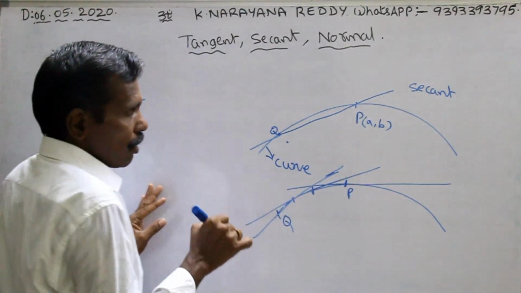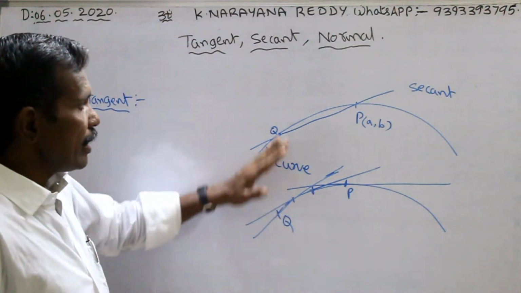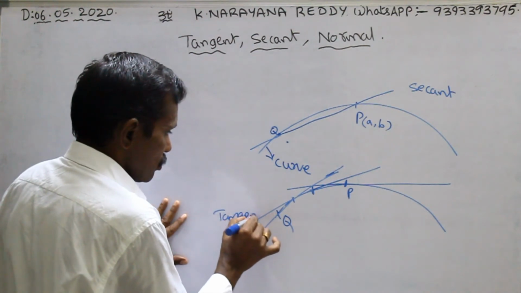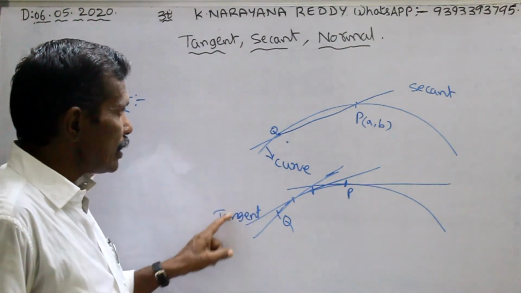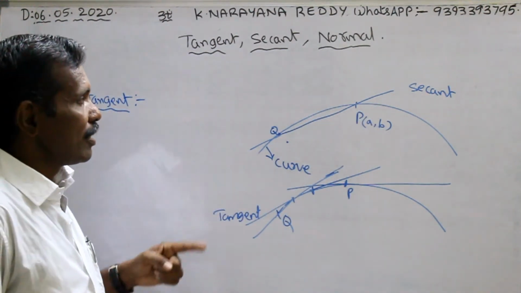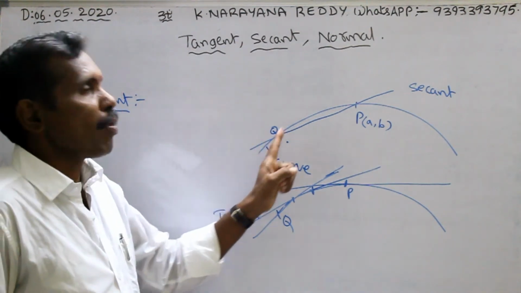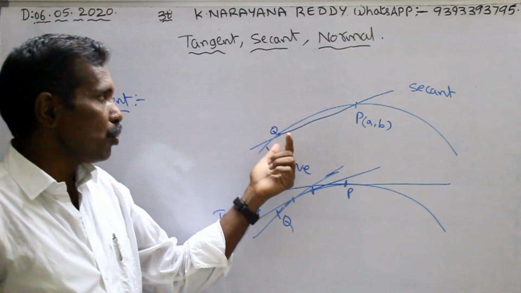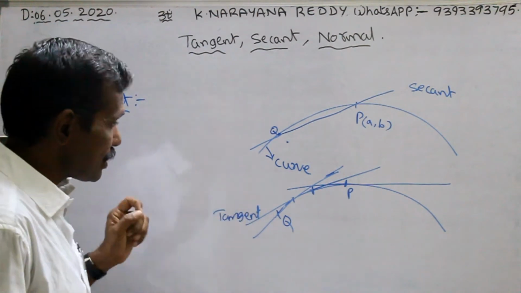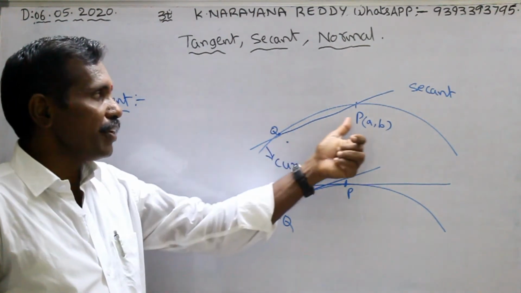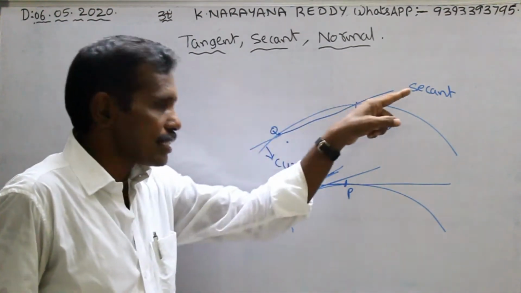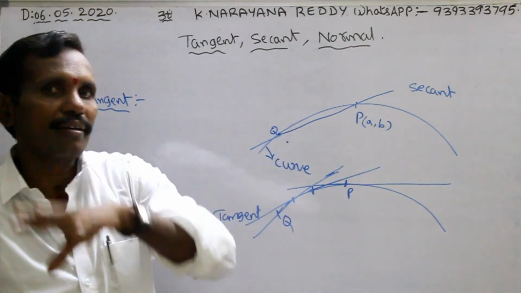Please observe here, what is the difference between a tangent and a secant? Please observe carefully. A secant is nothing but the line that passes through two points, P and Q. P is near to Q, whether some kilometers or meters or centimeters, whatever it may be. Leave it about that. But there is a point Q near to P. That point and P, the line through these two points is called a secant.